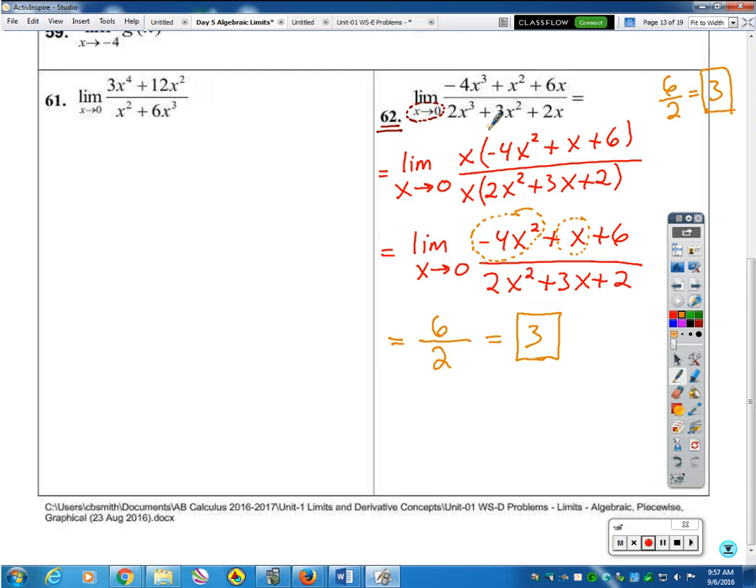Please. Can you do 61 real quick? Right here? Yeah. So same way, Aspen, I factor. So the numerator can take out an x squared. And the denominator can take out an x squared.